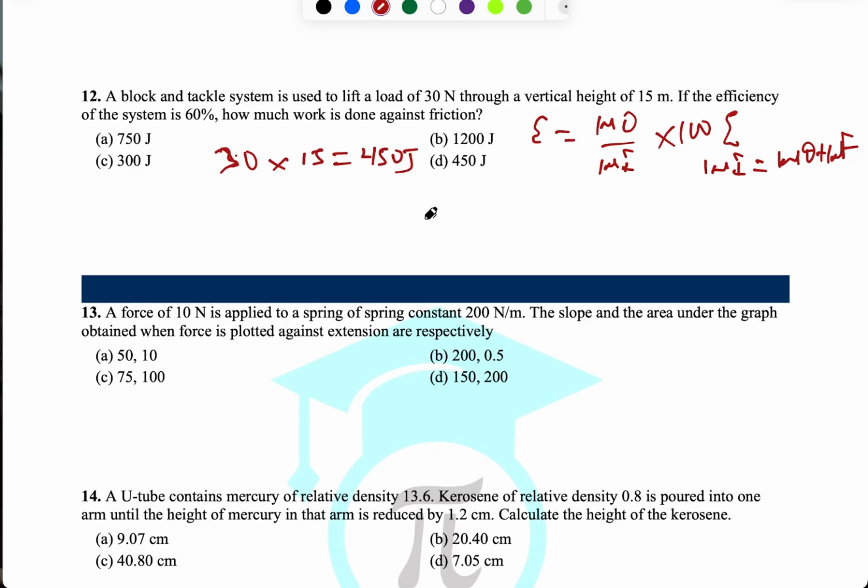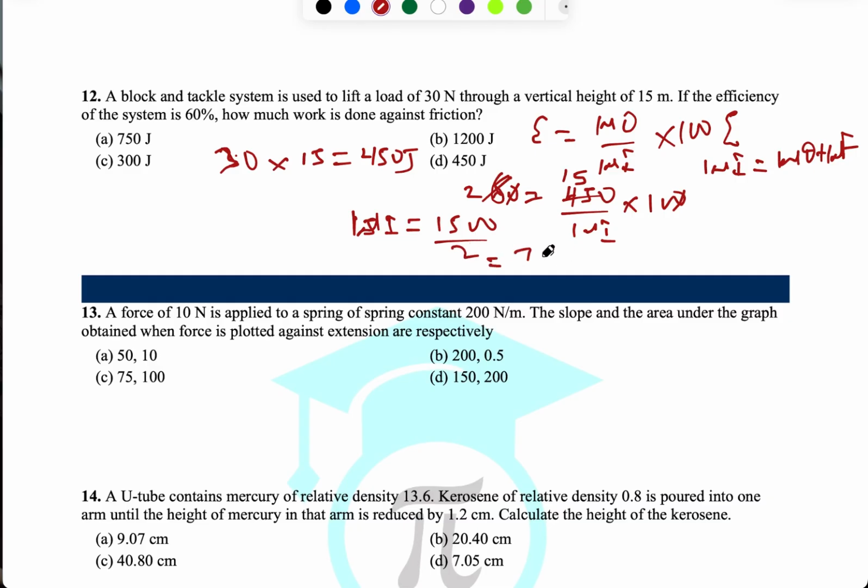We have the efficiency, so we can quickly calculate the work input. So that will be 60 equals 450 divided by work input times 100. When you do this, you can cut one of the zeros out. 3 can go in 6, that's 2. 3 can go in 45, that is 15. So we have 1500. So the work input will be 1500 divided by 2, and that would be 750 joules.